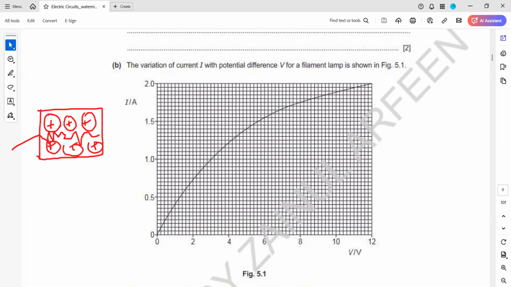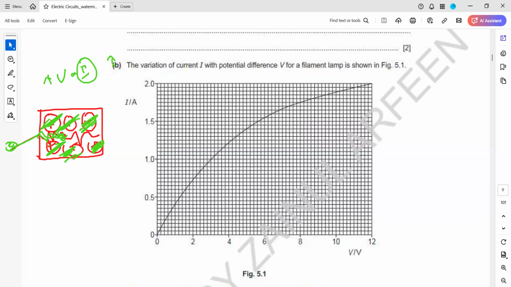When there are more collisions, what will happen? The temperature of the material also increases, because the electrons are moving through the structure. Voltage and current are directly proportional. As we apply more potential, more current flows. More current means more charge per second. So there are more collisions between the lattice of positive ions and the moving electrons. As a result of the greater number of collisions, the lattice vibration increases. As the lattice vibration increases, the resistance also increases.